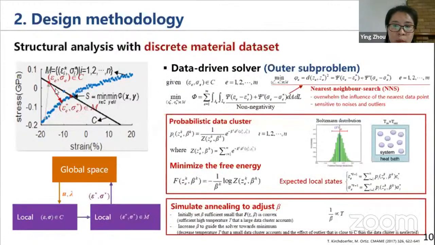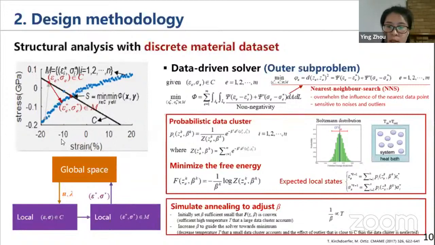The outer subproblem is to find the data in the material dataset which is nearest to the conservation laws. However, the nearest data might be noises or outliers. To avoid this, a data cluster is considered instead of the individual nearest data. Each data point in the cluster is assigned a probability. The closer the distance is, the larger the probability is.